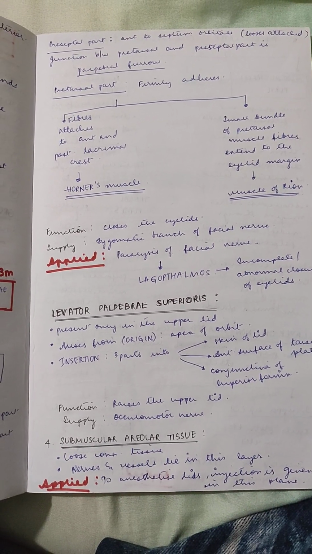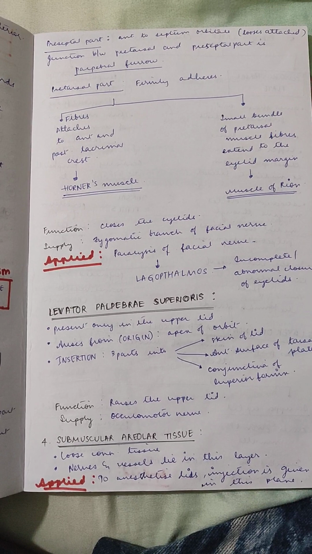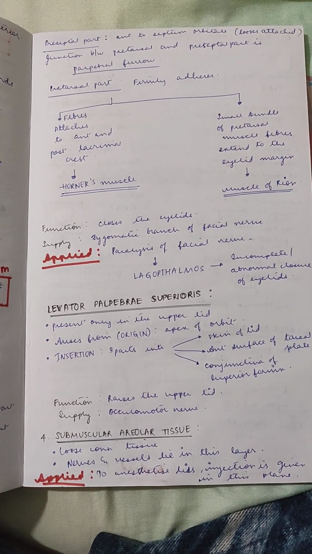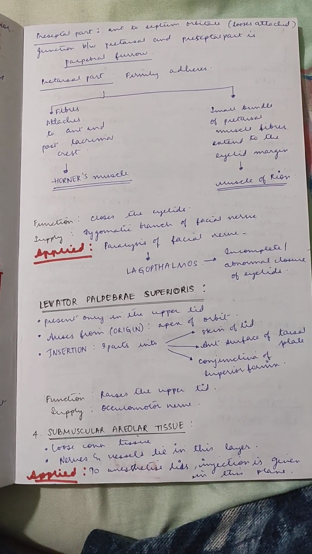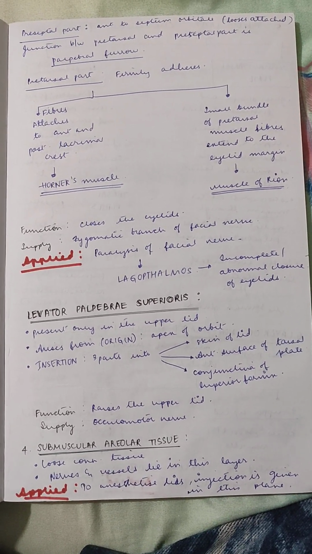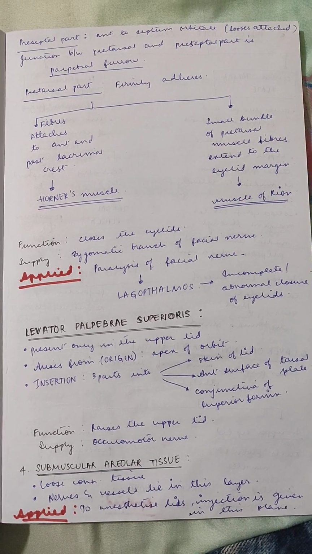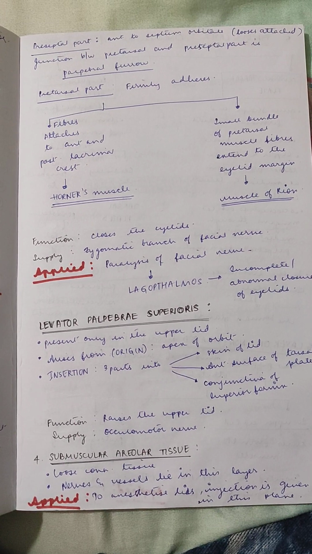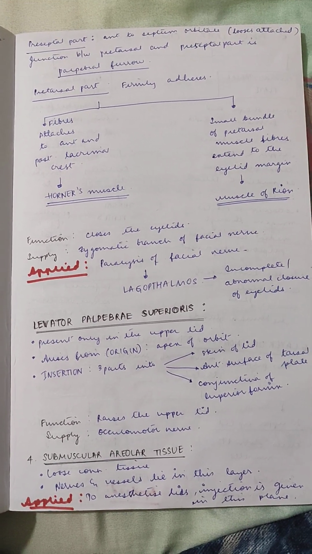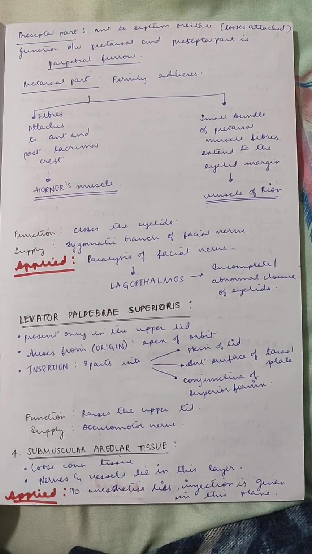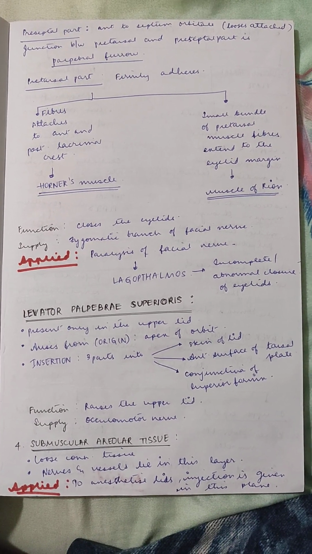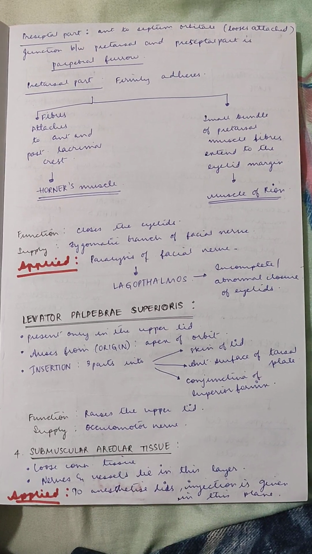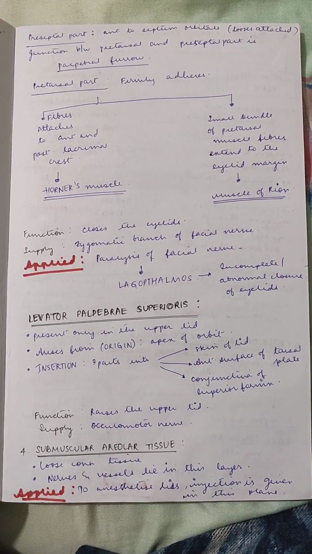A few fibers of the pretarsal part will go and attach to the anterior and posterior lacrimal crest, forming the Horner's muscle, and a few muscle fibers of the tarsal part are going to extend to the eyelid margin, forming the muscle of Riolan. The function of orbicularis oculi is to close the eyelids, and they are supplied by the zygomatic branch of facial nerve. So when there is paralysis of facial nerve, obviously orbicularis oculi becomes defective. There is lag ophthalmos, that is incomplete or abnormal closure of the eyelids.